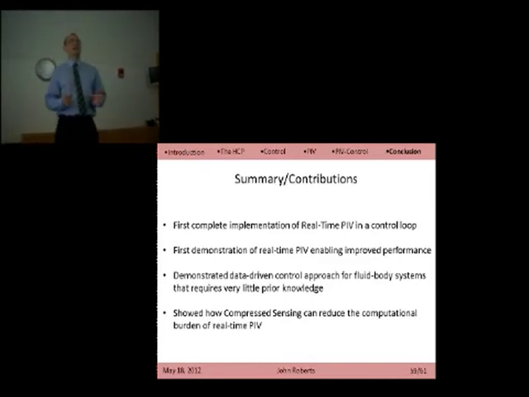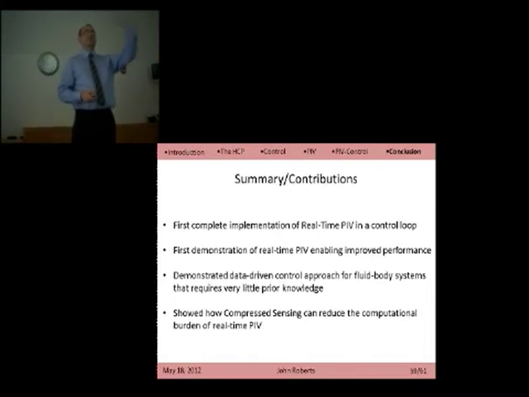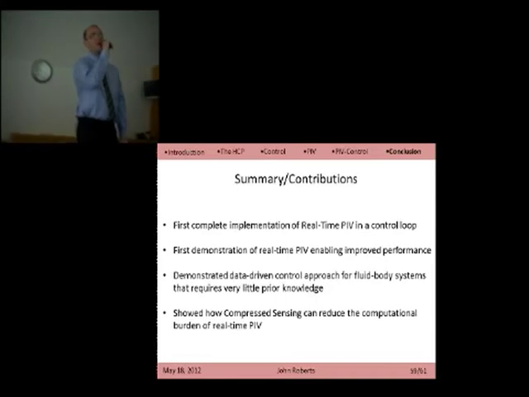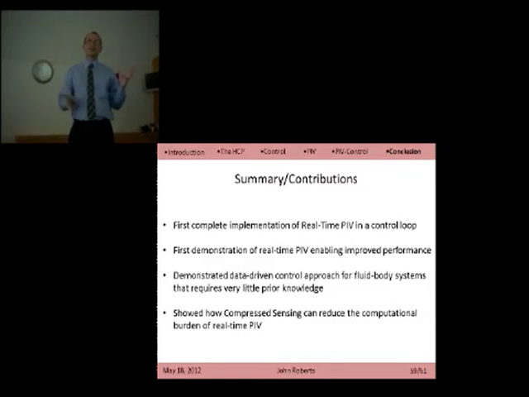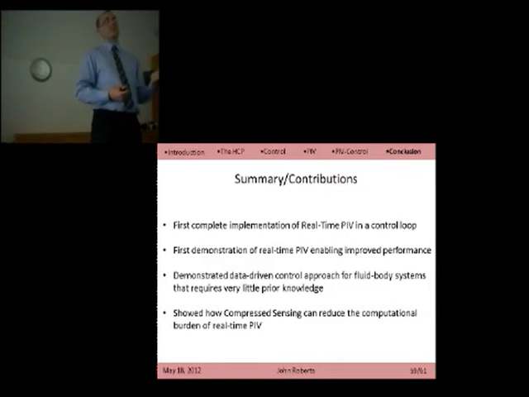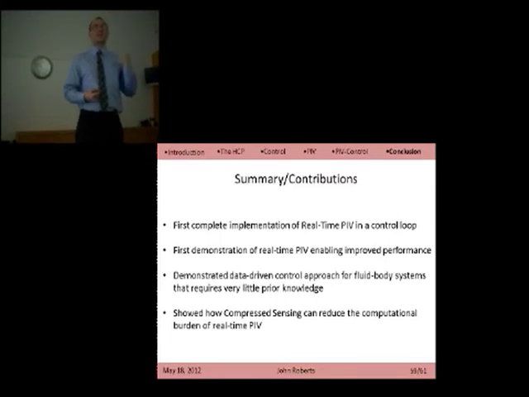And we've also been the first to demonstrate that this PIV information is not just something you're doing to study the system, but actually something that makes you better at controlling it. So the information is actually useful for improving your performance. That's not a surprising thing. You expect that by being able to see the future of the flow, you should do better.